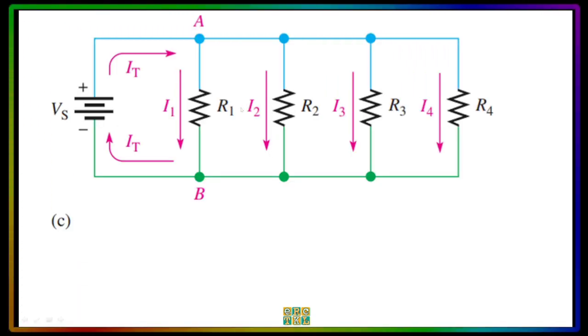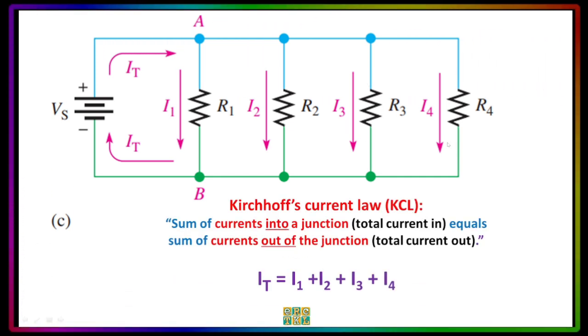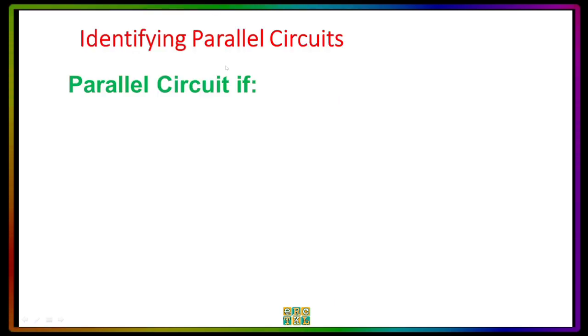So we can say that the current I total coming from the Vs or going to Vs is equal to I1 plus I2 plus I3 plus I4. This is called Kirchhoff's current law, which states that the sum of the currents into a junction will be equal to the sum of the currents out of the junction. Now, the junction that we are talking about is letter A here, and the other two points here are also considered as one junction A, and this is junction B. We also call it node A and node B.